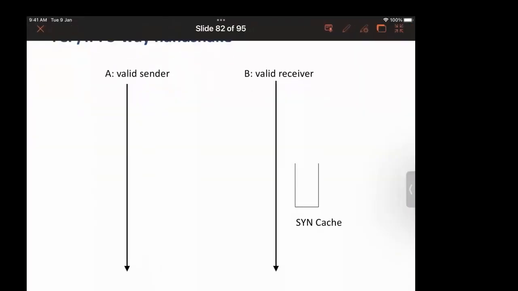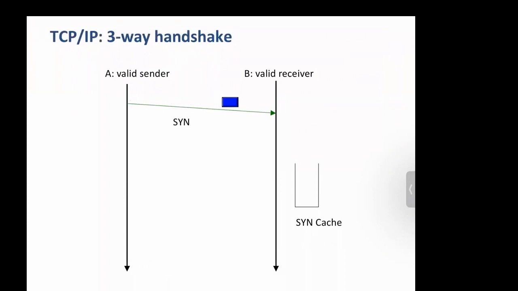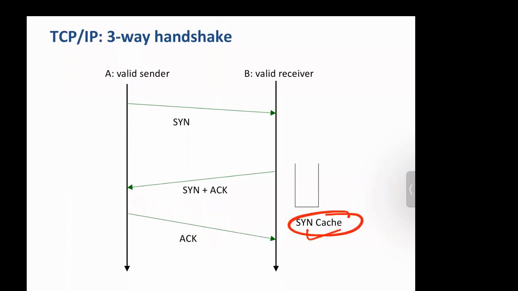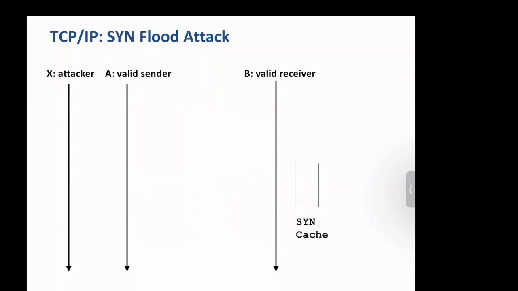Okay, right? So you can see it goes like this. This information about the packet connection remains here, and then it goes off, because the purpose of the SYN cache is only for connection establishment. Once the connection is established, the data goes away. Now let's see the attack.